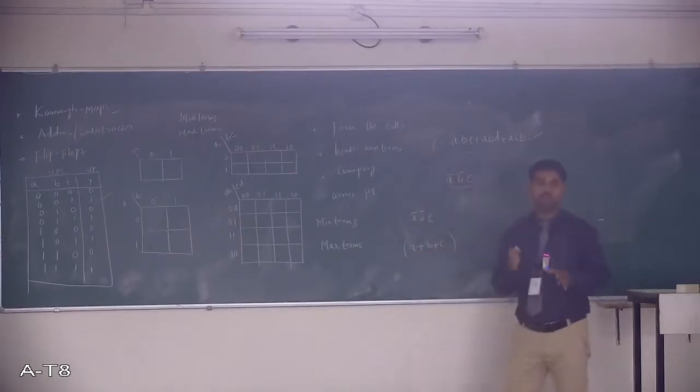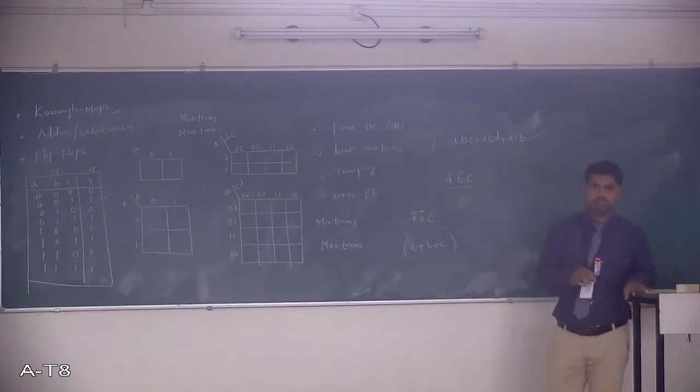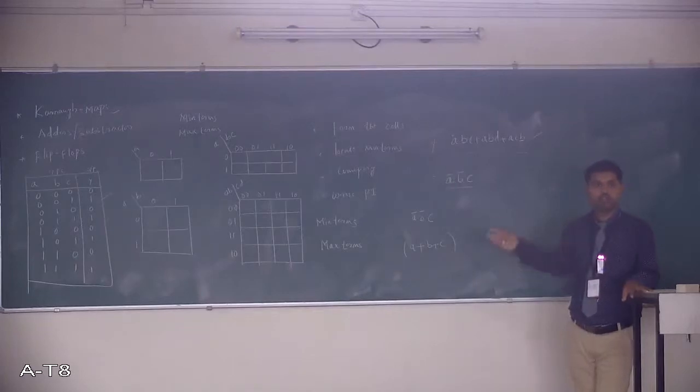A plus b plus c is the max term representation. Okay, these are the two representation types. My output expression will be formed using either one type, either all min terms or all max terms.